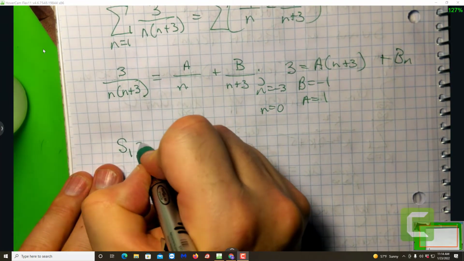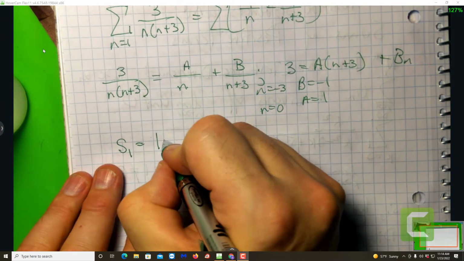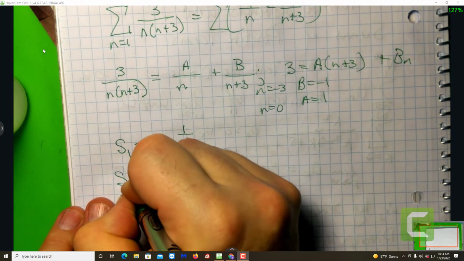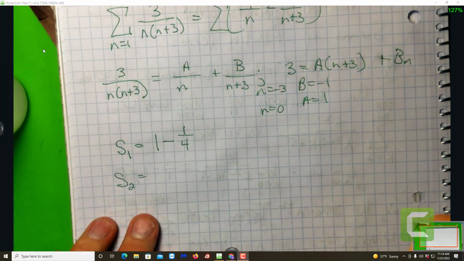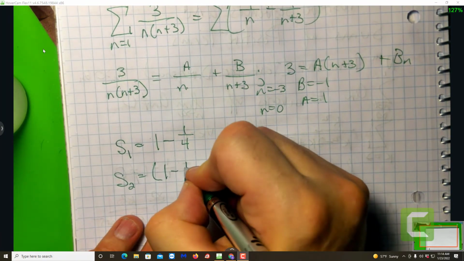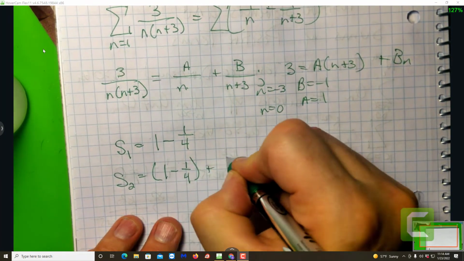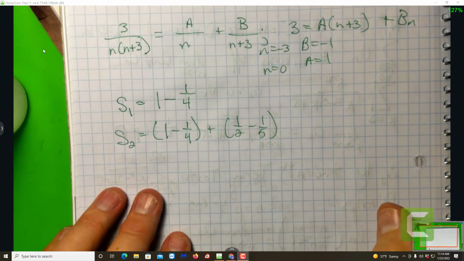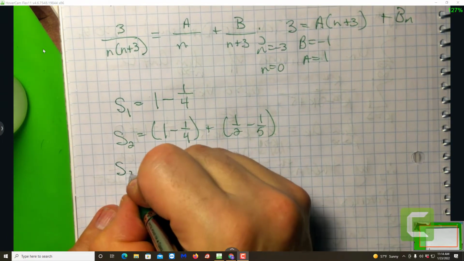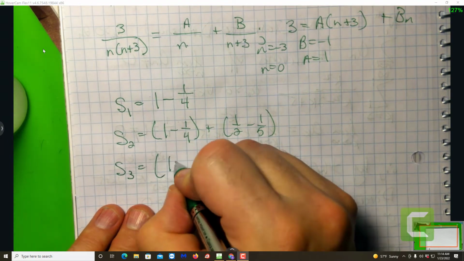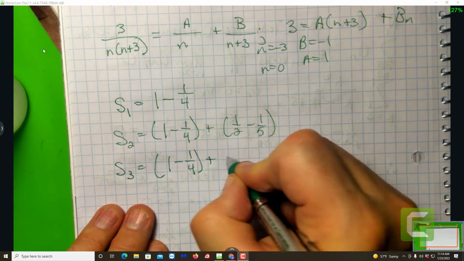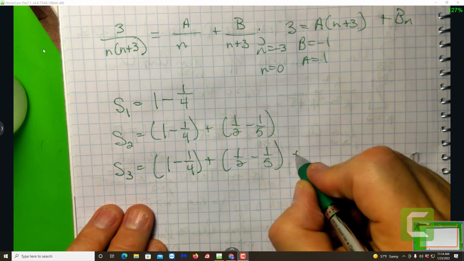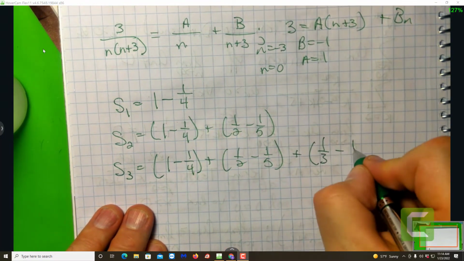So now I'm going to look at the first partial sum. That's 1 minus a fourth. For the second, that'll be 1 minus a fourth, and I'll have a half minus a fifth. So far nothing's simplifying out. So third, 1 minus a fourth, and a half minus a fifth. Now let's put 3 in there. Now we're going to have a third minus a sixth.